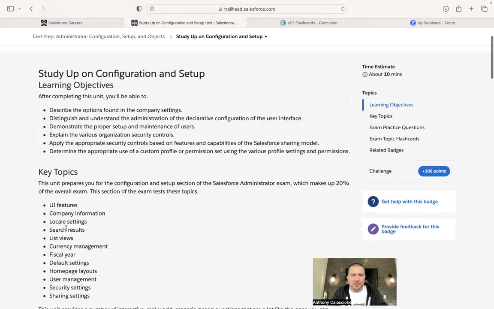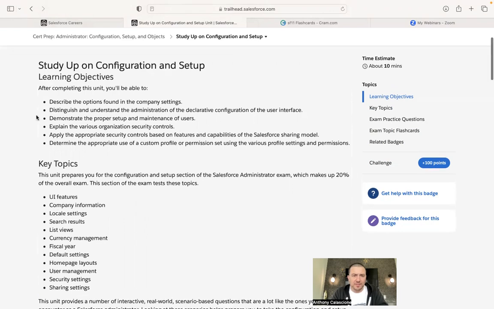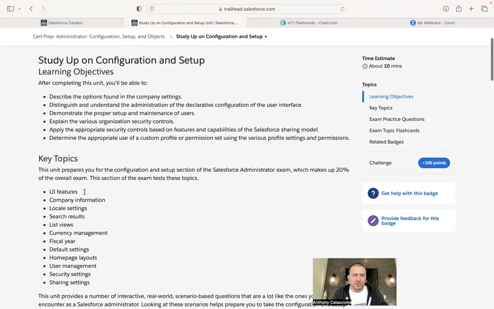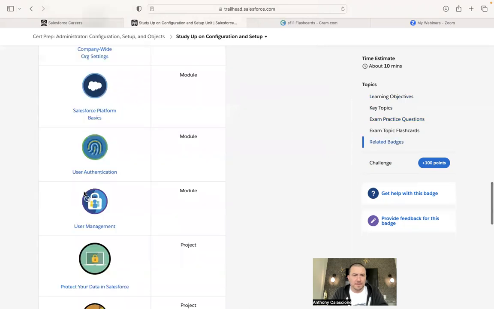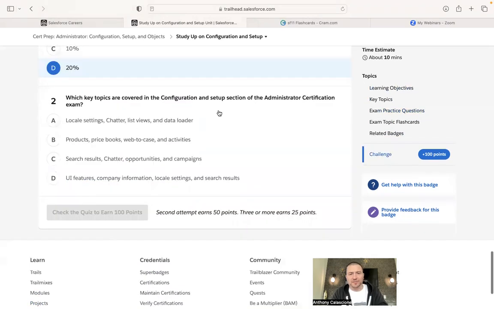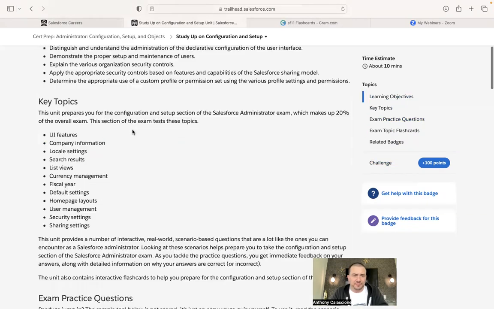Oh, we would have had to have read this. Oh, we browsed right through it and went straight to the flashcards. Okay, so these are the key topics. All right, so which key topics are covered in the configuration setup section? Local settings, chatter. Actually, let's just read it first, right?